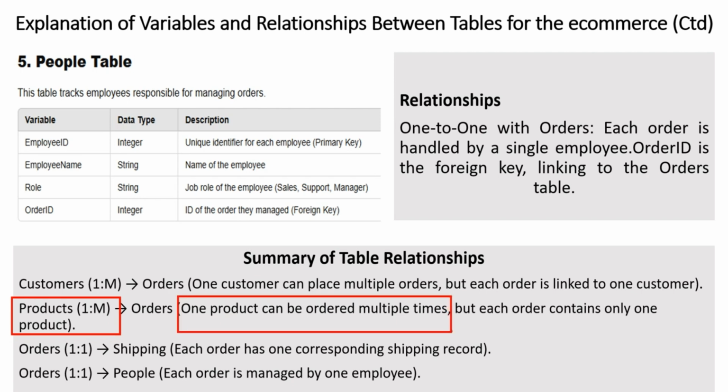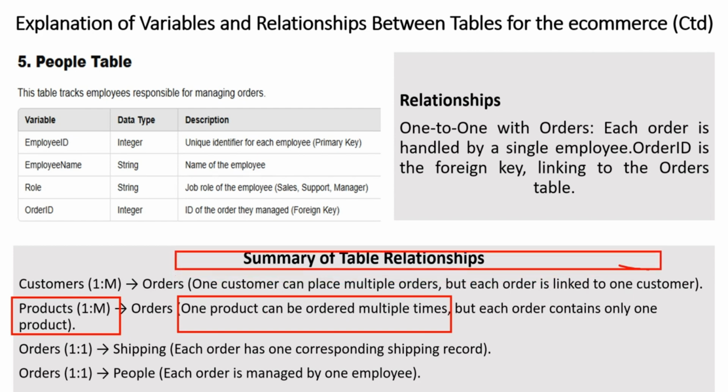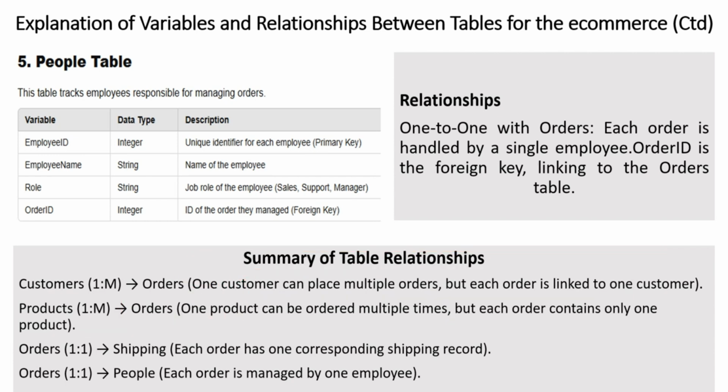You understand? I can order a shoe, a bag, a laptop, a mouse, a table, but each order contains only one product, right? So each row of order is for a single product, although the order IDs can be replicated, right?